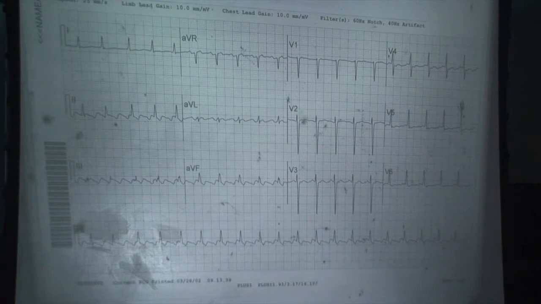What do we got there? That's your arm. Pretty short PR interval, unless that's a shoulder. Look at the gestalt, sort of the overall picture.